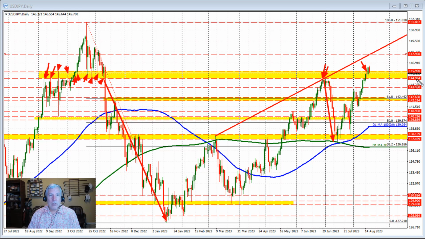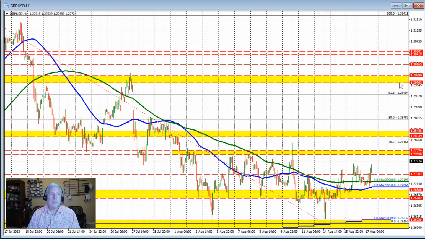On the downside, watch the 144.98 level on further momentum to the downside. We'll see if the price can hold within this area. If it can, then this is just a modest correction in what is a continuation of a bull market in the dollar versus yen. Let's take a look at the sterling versus US dollar on the hourly chart.